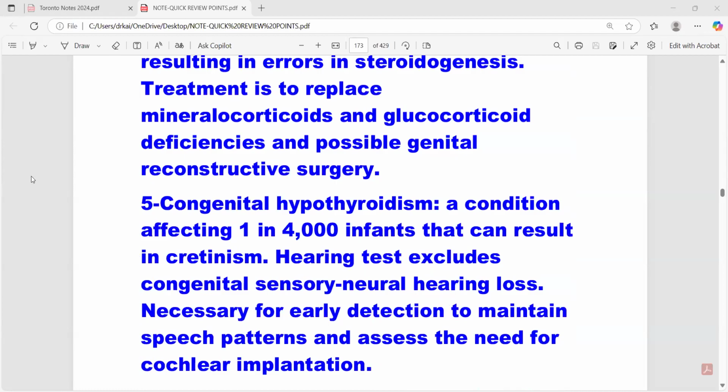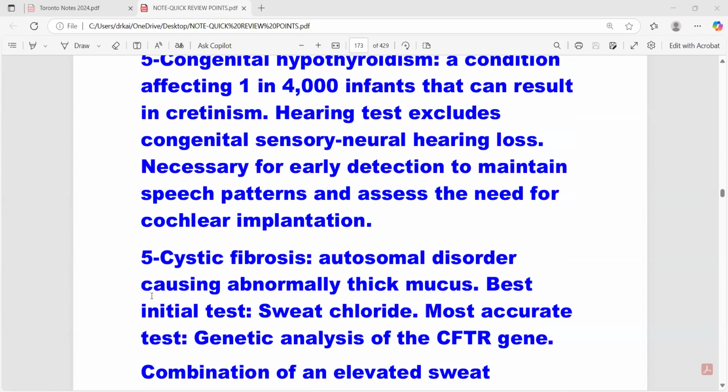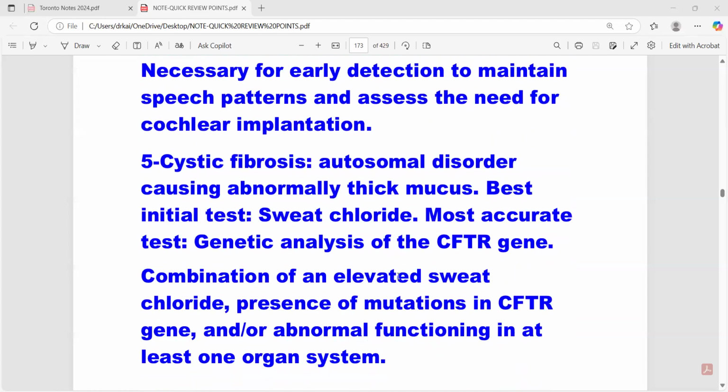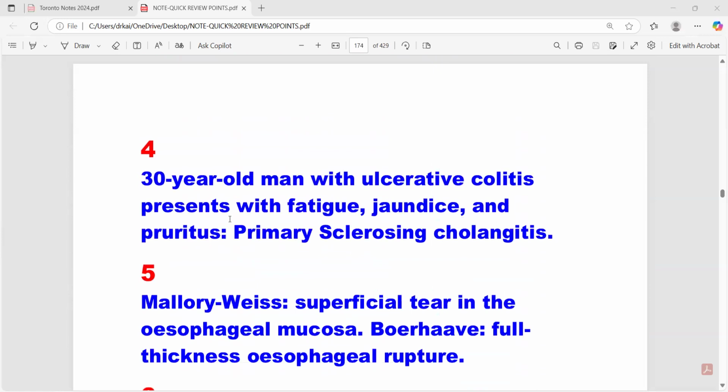This line is very, very important, necessary for early detection to maintain the speech patterns and assess the need of cochlear implantation. Cystic fibrosis is an autosomal disorder that causes abnormally thick mucus. Best initial test is sweat chloride. Most accurate test is genetic analysis of the CFTR. A combination of an elevated sweat test and presence of CFTR abnormal functioning in at least one of the organs helps with the diagnosis.